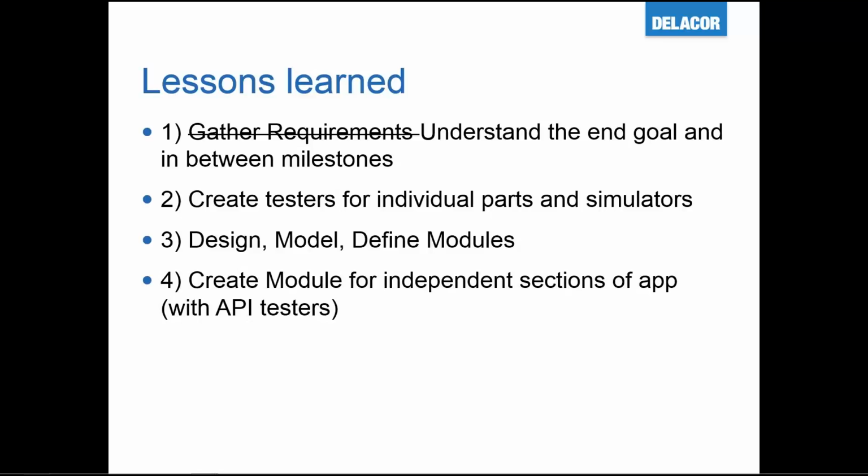Create modules for independent sections of the app with their API testers. If you've seen the Delacor QMH, or you see later the DQMH in the demos, we have created modules for independent sections, and each independent section has its own tester. This allows you, when problems arise, to go directly to that section of code and remove everything else.